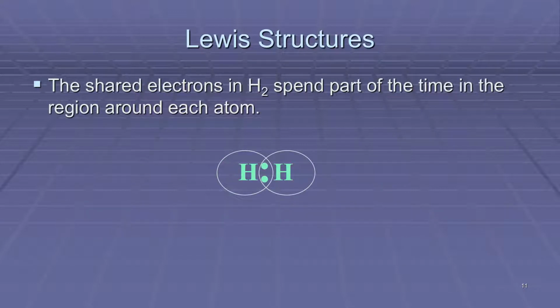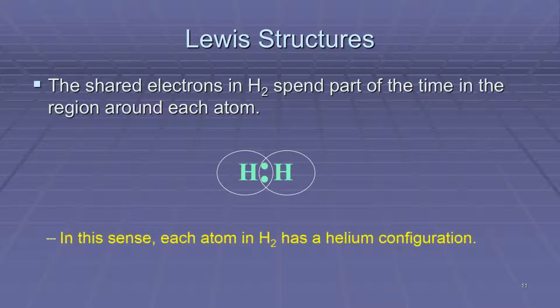So here's just another, the 2 electrons really spend part of the time in the region around each atom, but it's pretty much in between, and so those 2 electrons really belong to both atoms. And so each hydrogen has 2 electrons that it gets custody of, and so it acts like it has a helium configuration, which is sort of the goal. It wants to have the noble gas configuration.